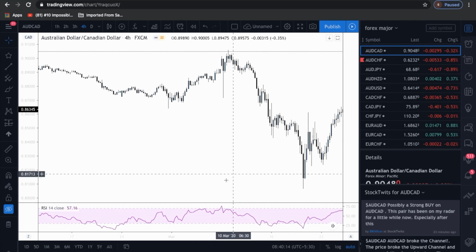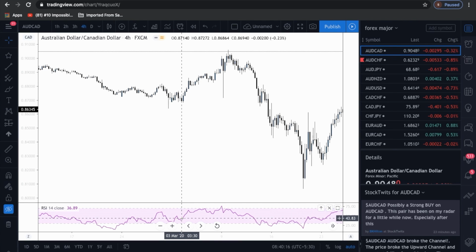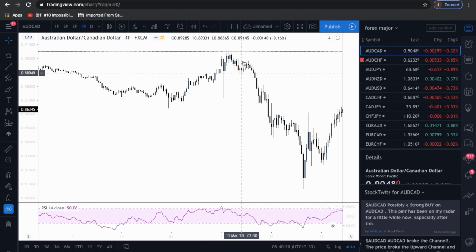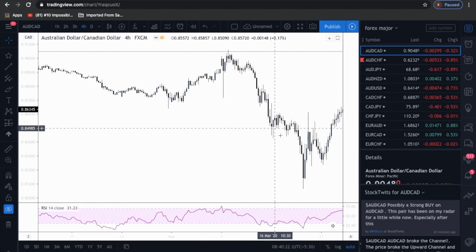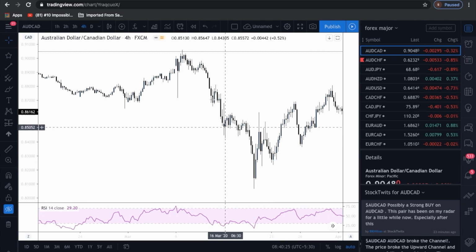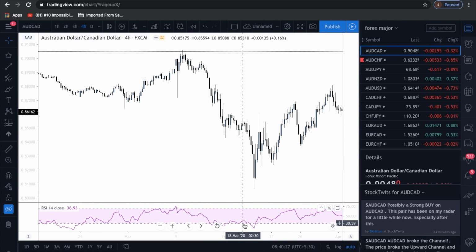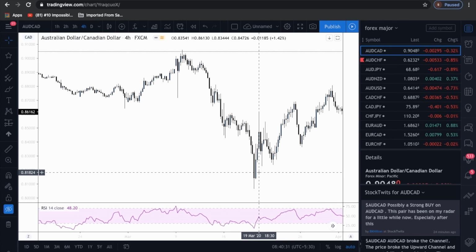For example, here you can see as the RSI line moved to the overbought level, sellers came in and they pushed the price in the downward direction. And when the same thing happened, that is the RSI moved to the oversold level, buyers came in and they pushed the price higher.